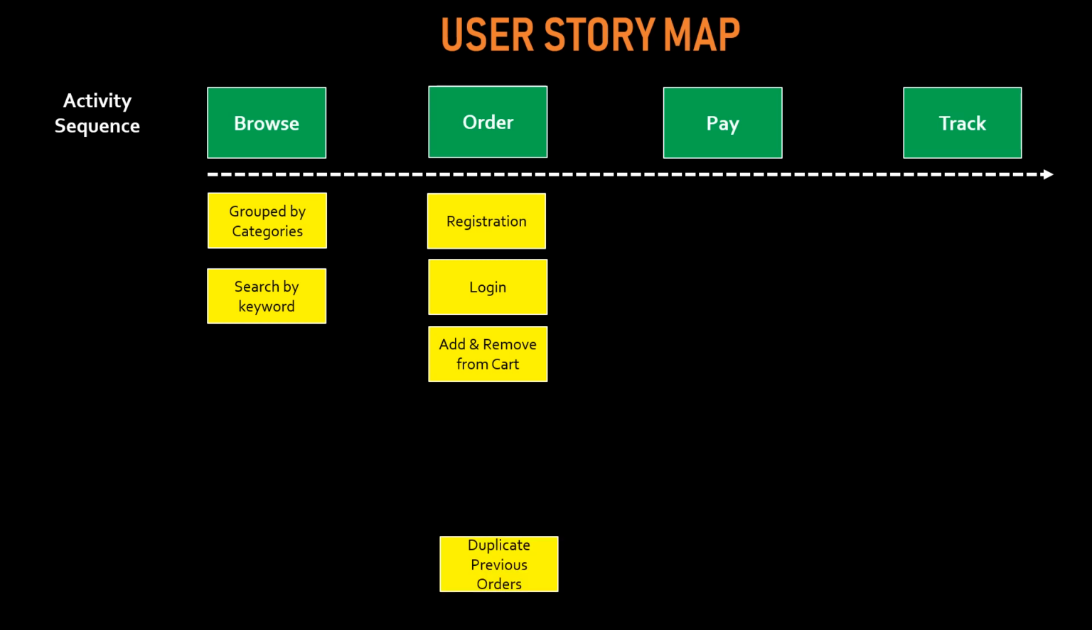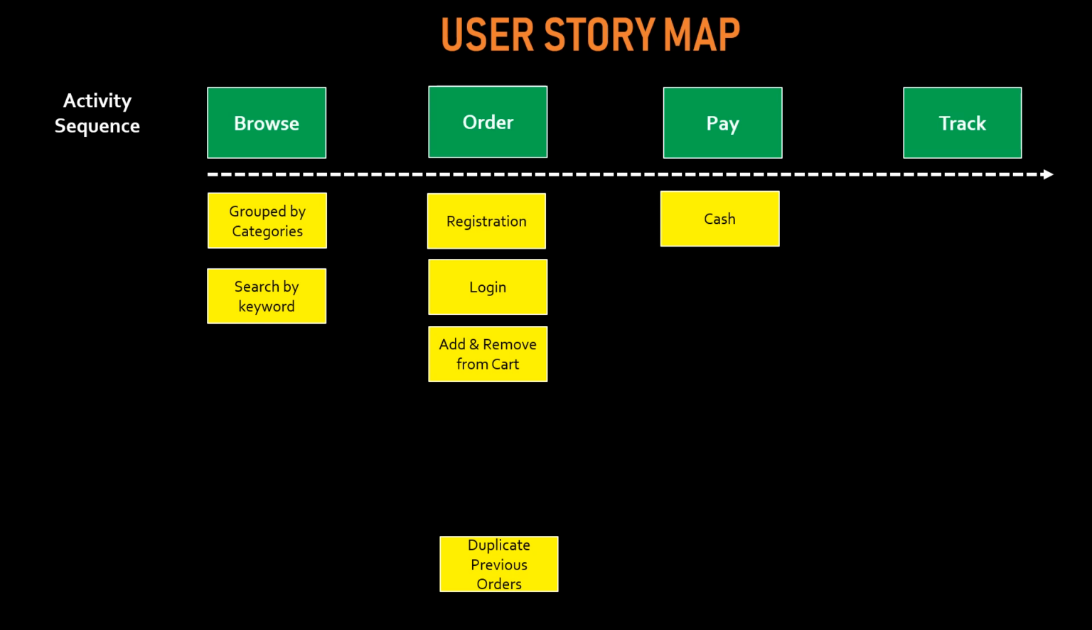And also it'll be great for the customer if we can just duplicate the previous order, because most of the people just order the same thing. So it'll save them a lot of time if there is an option they can just click on, and whatever they ordered earlier can be reordered. So those are the tasks which will be under the order phase of this end-to-end customer activity sequence.